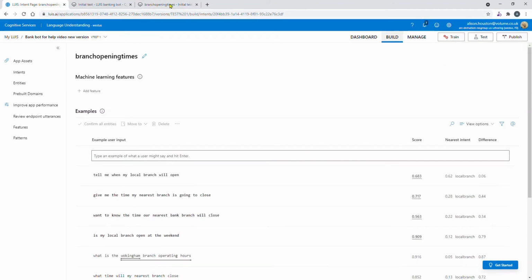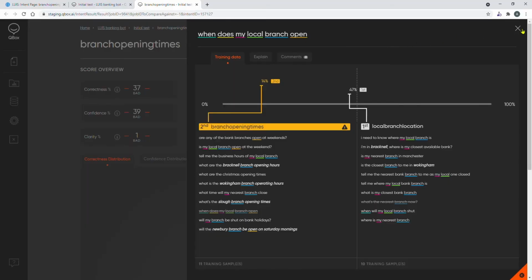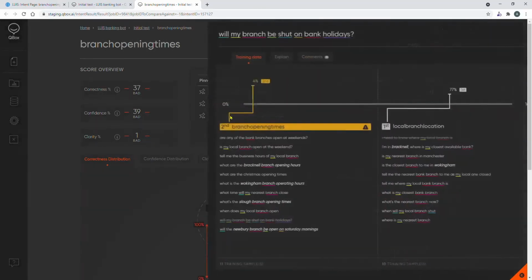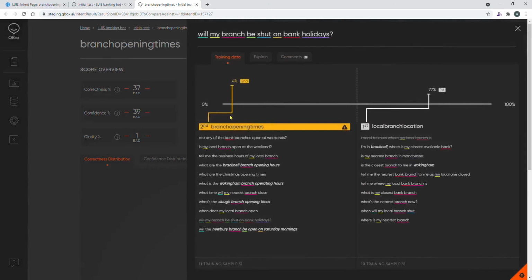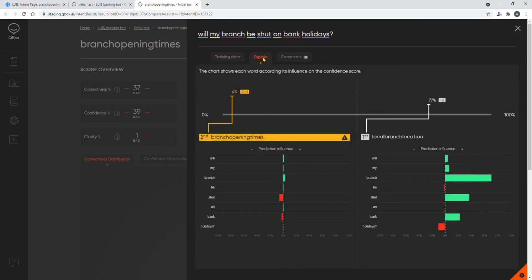Let's look at the third incorrect utterance. Will my branch be shut on bank holidays? This one's 77% confident at this incorrect intent, with the correct one being 4% confident in second place. The highlighted words indicate that bank as well as branch could be the reason for the incorrect prediction, but again, let's get this confirmed by going to explain.